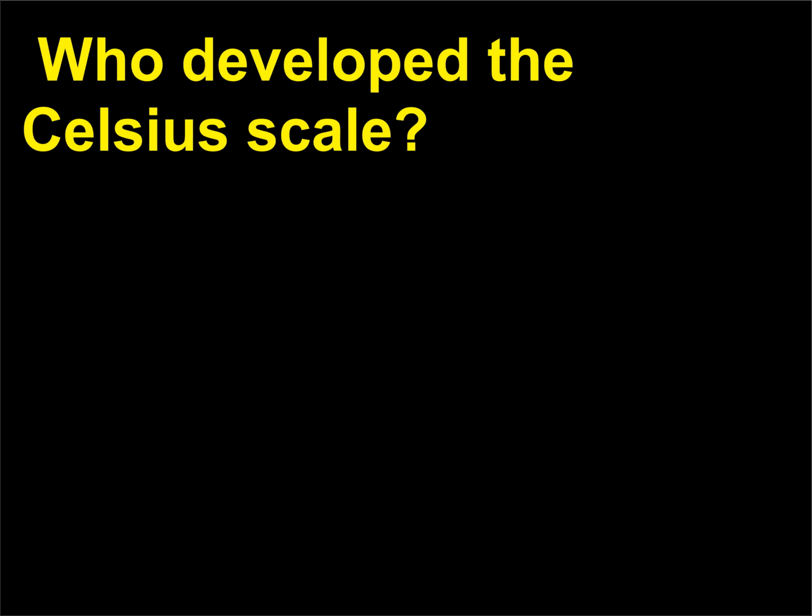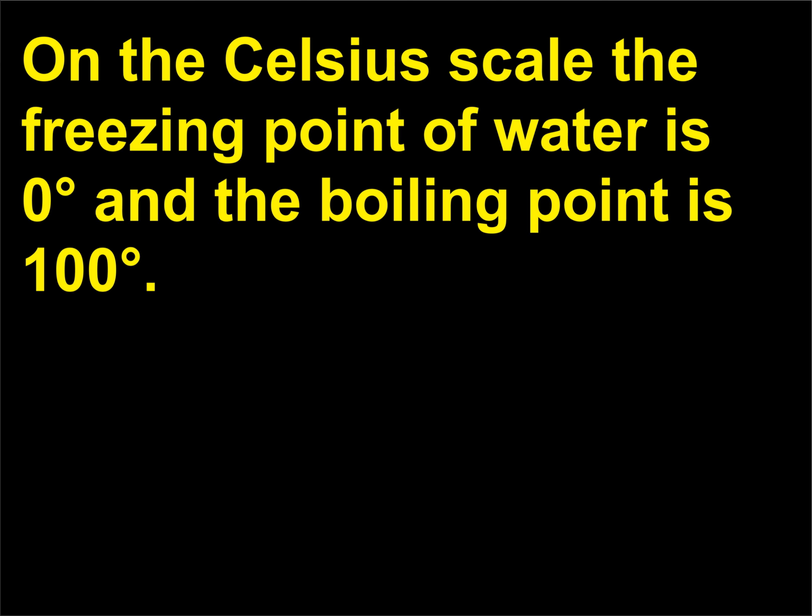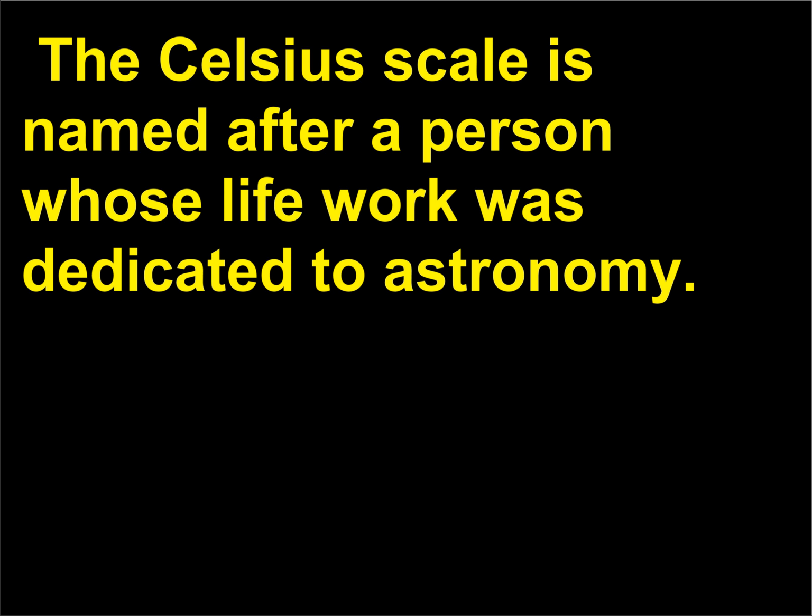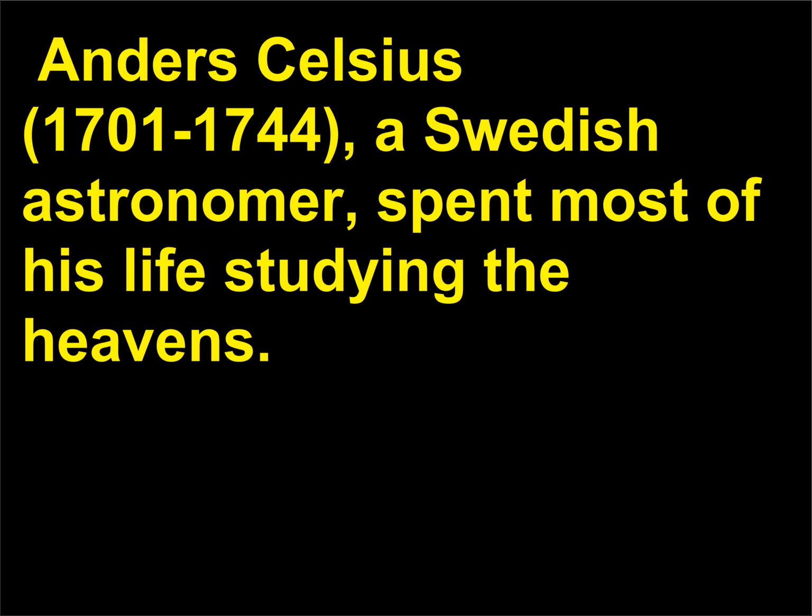Who developed the Celsius scale? On the Celsius scale, the freezing point of water is 0 degrees and the boiling point is 100 degrees. The Celsius scale is named after a person whose life work was dedicated to astronomy. Anders Celsius, 1701 to 1744, a Swedish astronomer, spent most of his life studying the heavens.